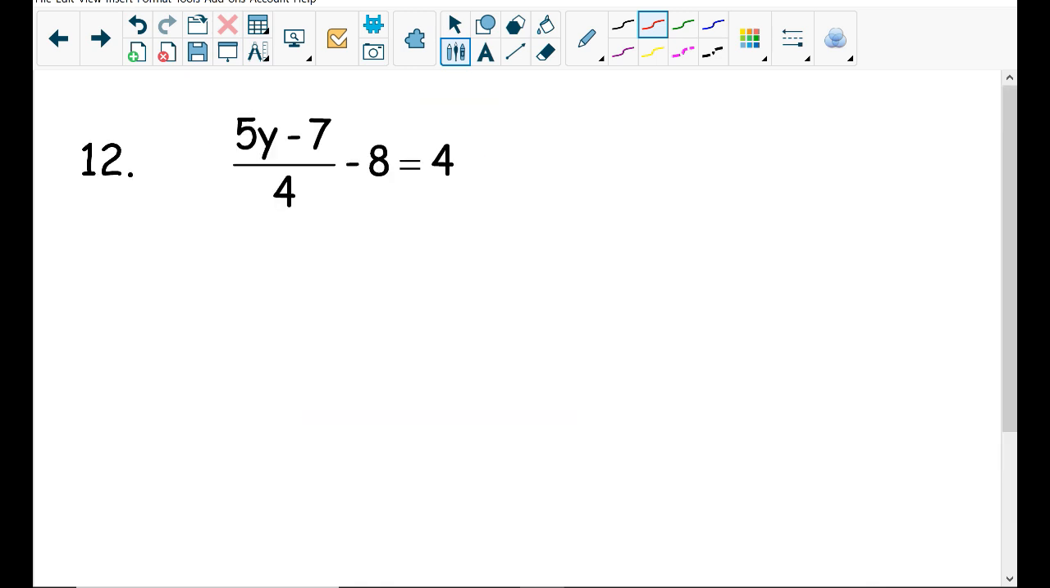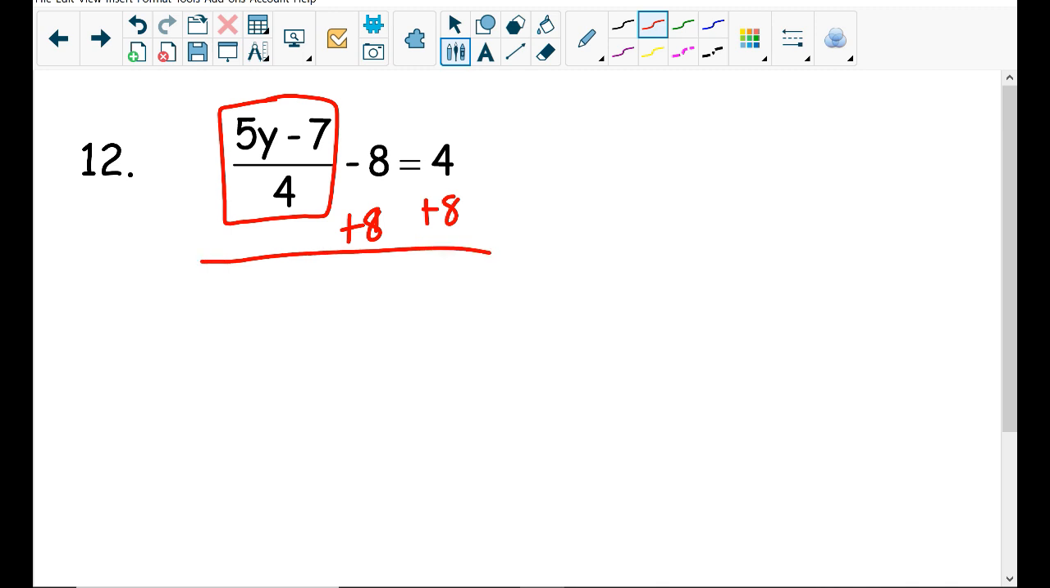One more. Number 12. Right, number 12. Now, here's a big fraction, multiple things going on up top. Okay? This is going to be more than 2 steps. This is a little different than the one we saw earlier. Okay? So, to get these big fractions, get this fraction by itself. So I want to get that part by itself first. To do that, I'm going to get rid of that minus 8 by adding 8. Right? So I have the 5y minus 7 over 4. 8 minus 8 is 0. And then 4 plus 8 gives me 12.